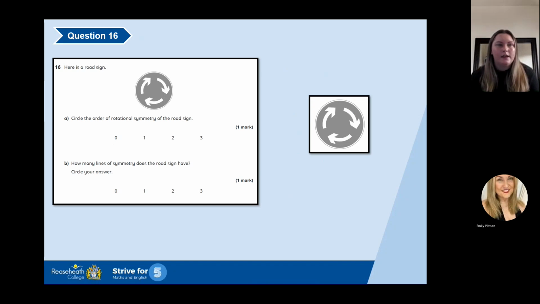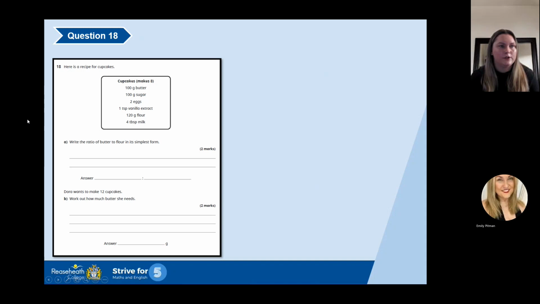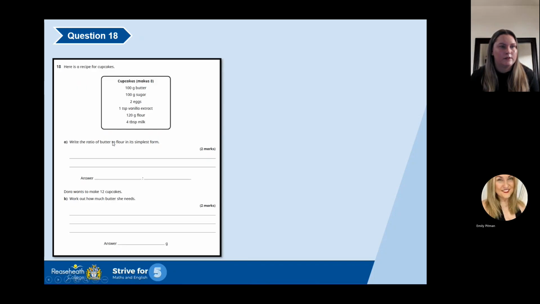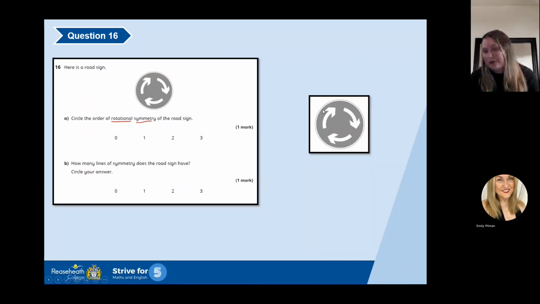Okay, here is a road sign. So circle the order of rotational symmetry of the road sign. Okay, so I've got my sign here. Oh no, it's clicked me through. It's not going to let me do it. I was going to turn it round for you, but it's not letting me do it.